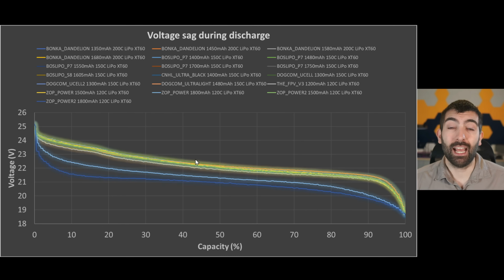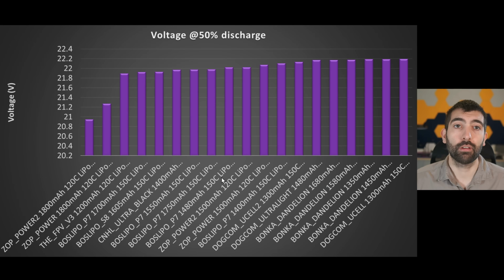Obviously, every battery has a different curve, and it comes down to the chemistry of the pack and also the construction of the pack. If you've got a good chemistry, that will maintain a higher voltage. And if you have a good pack construction with a low internal resistance, that will also help to reduce the amount of voltage sag that you see. To clearly show which packs are doing well, I've produced a chart of the voltage at the 50% point on the discharge curve.